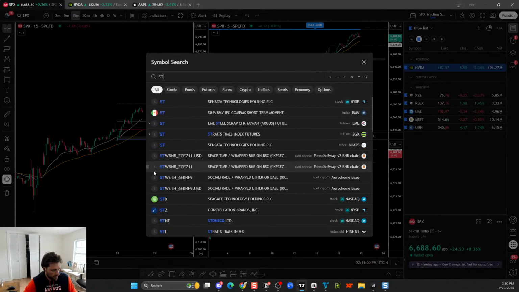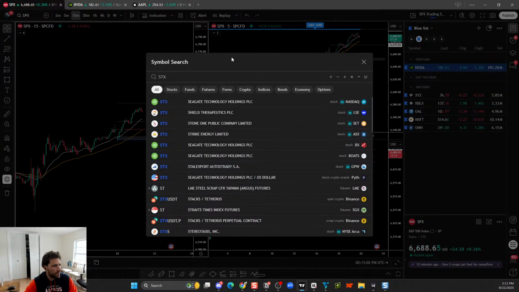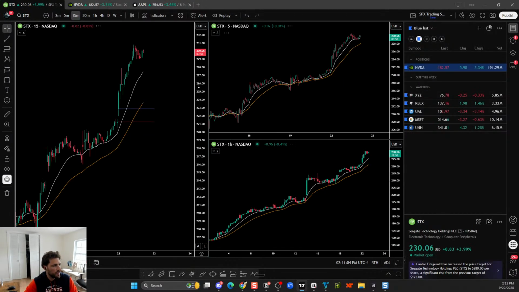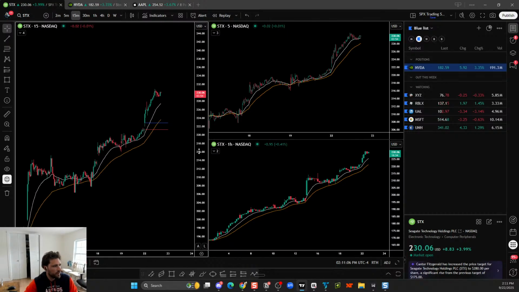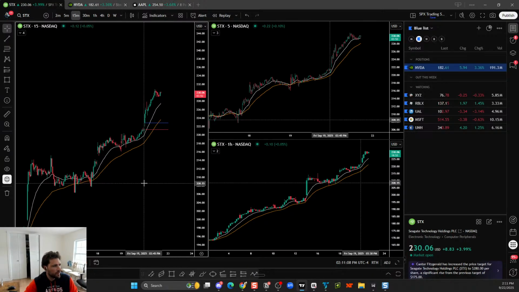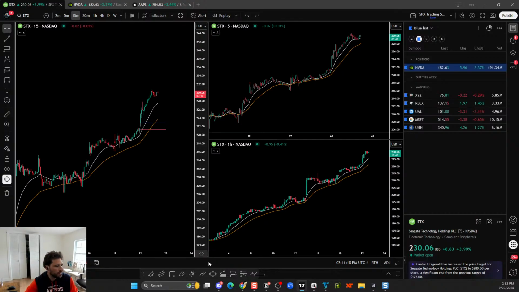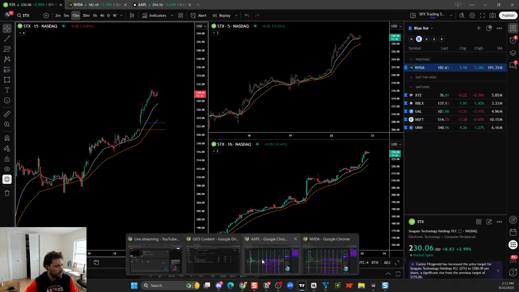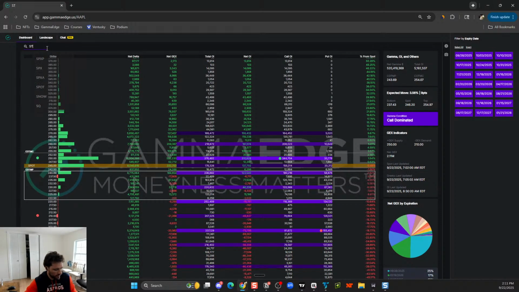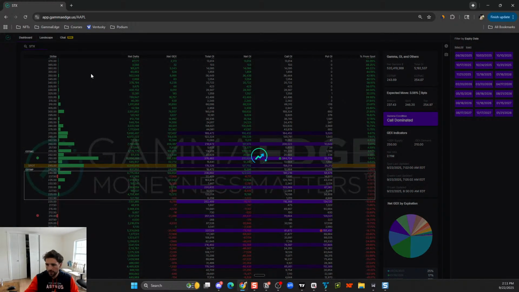STX overbought. Don't even know what STX is. Seagate. Seagate Technologies. Sure, it looks a little bit extended, but things can go higher from overbought signals and lower from oversold signals. So just because it's overbought doesn't mean it can't go higher. I've never really looked at STX before, to be honest with you.